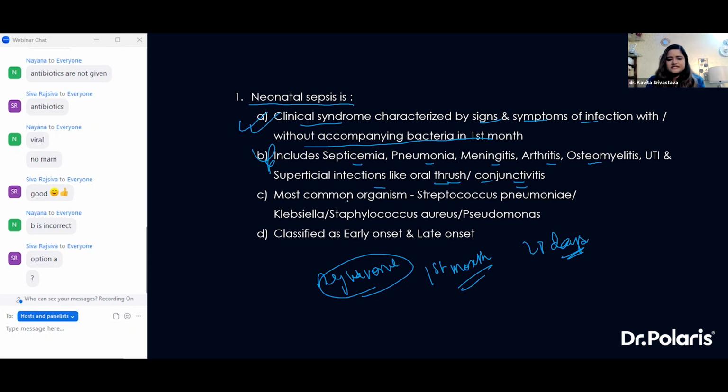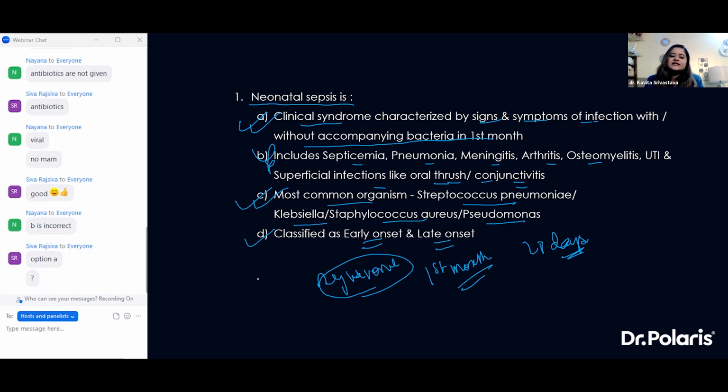Let's see option number C. The most common organisms are Streptococcus pneumoniae, Klebsiella, Staphylococcus aureus, and Pseudomonas. Yes, in our setup, in our country, the most common organisms are Streptococcus pneumoniae, followed by Klebsiella and also Staphylococcus aureus. And the fourth option is it is classified as early onset and late onset.